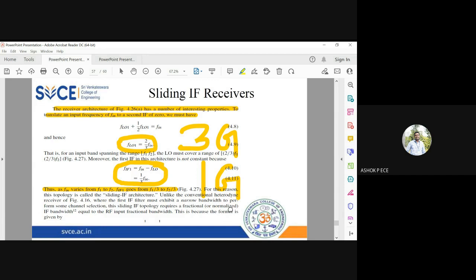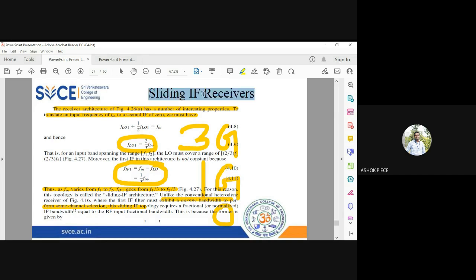And second IF will be 0, because we are assuming that condition only. What happens if second IF I am going to consider it to be 0? So the first IF filter must have a narrow band. See here, 3 gigahertz and 1 gigahertz are very close. The first input and first IF frequencies are very close to each other. So you should have a very, very narrow band pass filter to get some channel selection. Otherwise, there is no use in down converting to get your IF1.